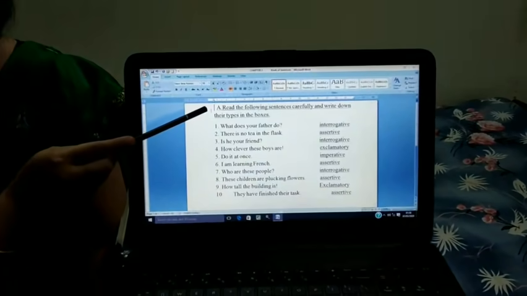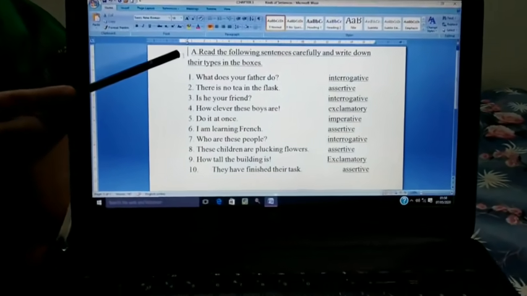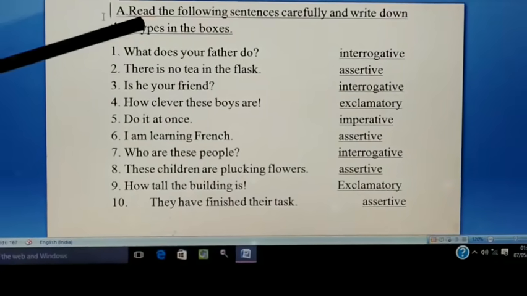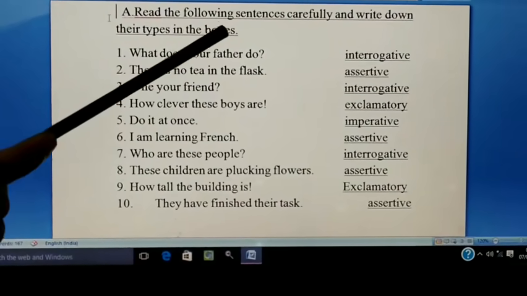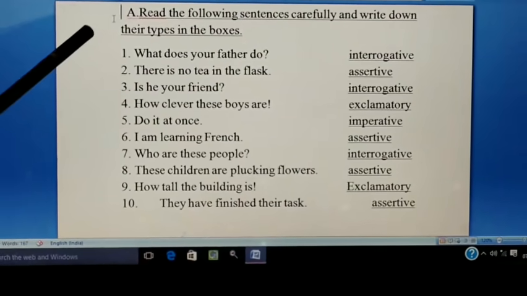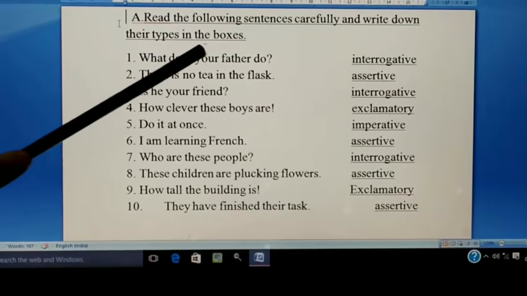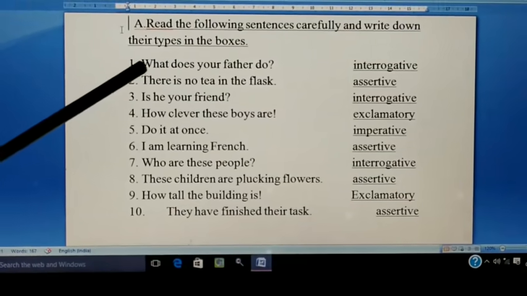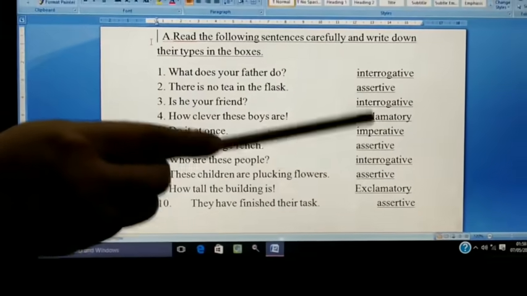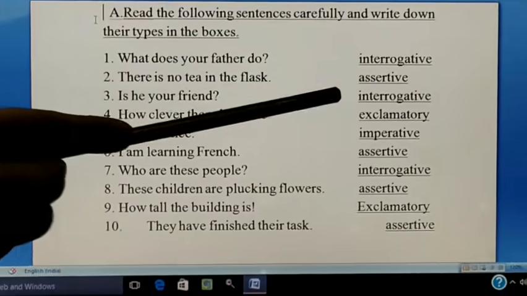Okay. So take out page number 16. Exercise A. Read the following sentences carefully and write down their types in the boxes. So read the following sentence carefully and write the types of sentences. Which type of sentence it is.